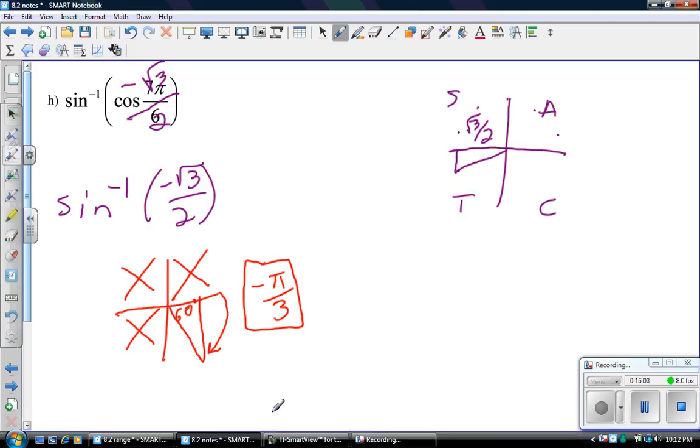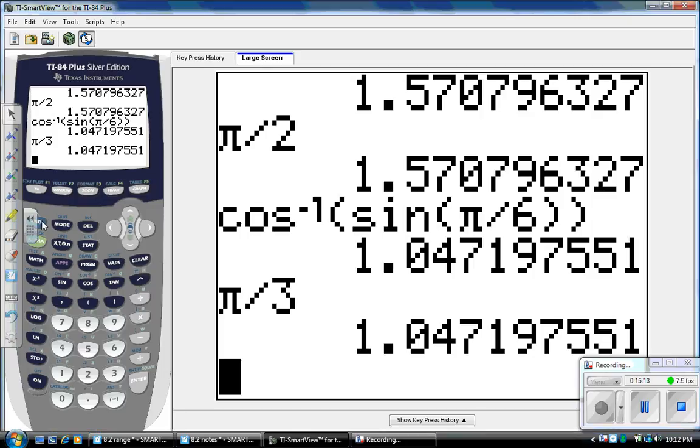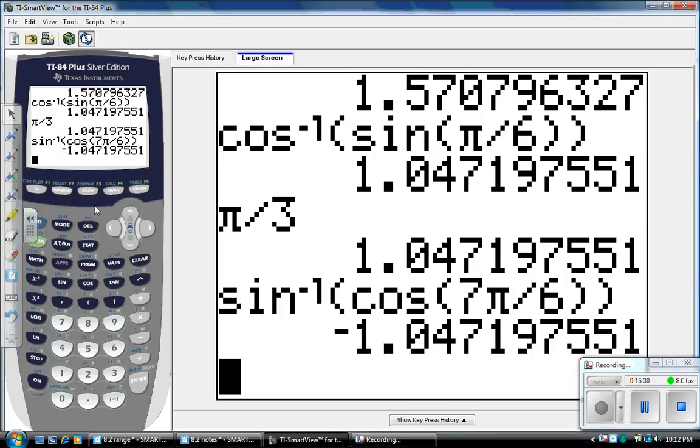And again, I'm going to show this one on the calculator because this one got a negative answer. We haven't had much yet. Let's see which problem this is. Okay, inverse sine of the cosine of 7 pi over 6. We should see that that was what we had before. And if we did negative pi over 3, we would get negative 1.047. So it is the same answer. So we did do it right.